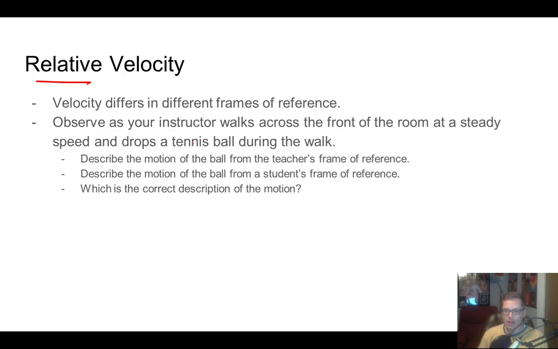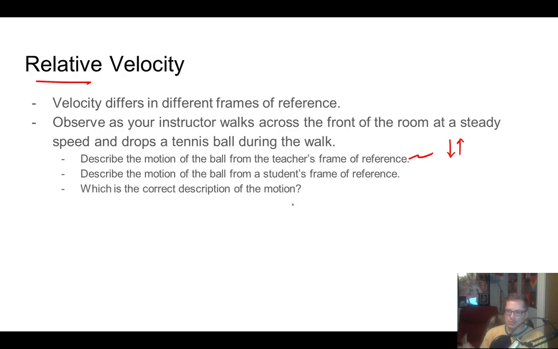So in class, I walked across the room and I was bouncing a ball. I walked across the room at a steady speed and I just kind of dropped the ball and then caught it, and then dropped it and caught it, as I walked across the room. So if you were going to describe the ball's motion from my frame of reference, it would simply go down and then come back up. As I'm walking, I would just drop it and catch it, and it would come straight down and straight back up.